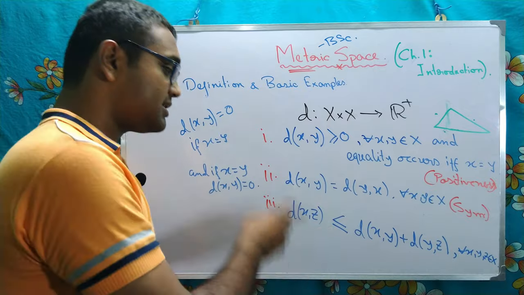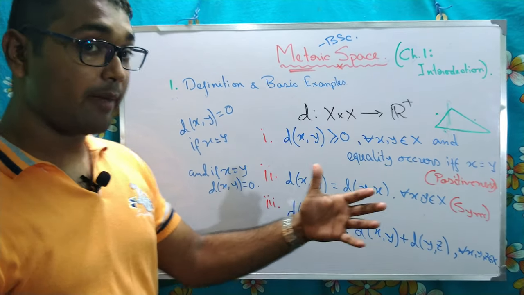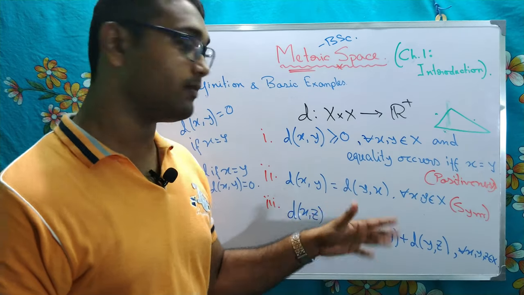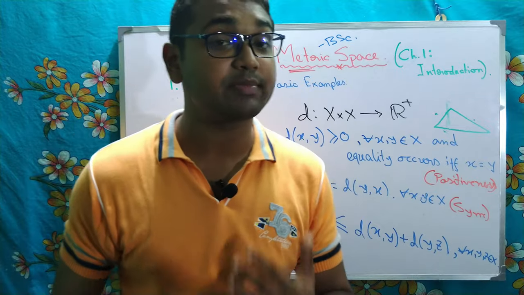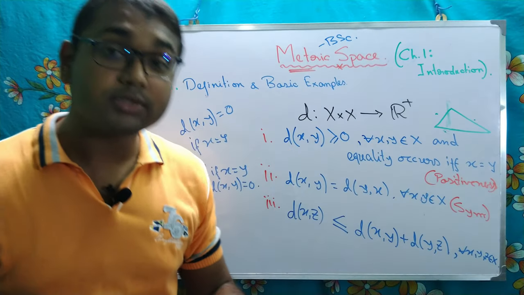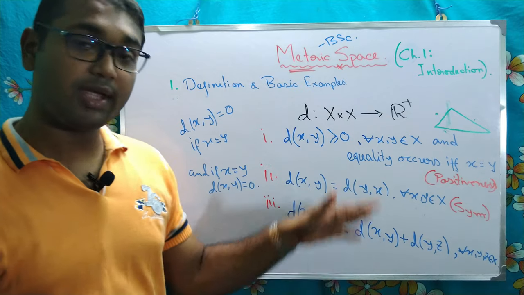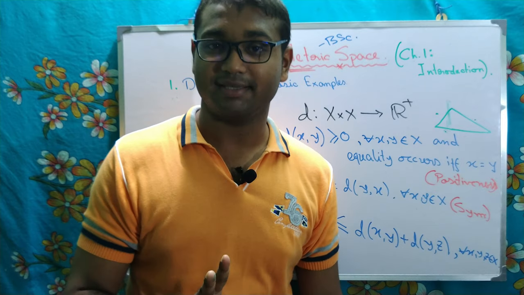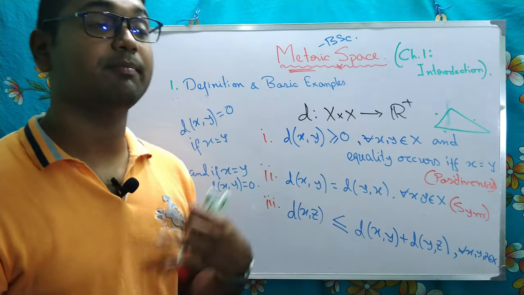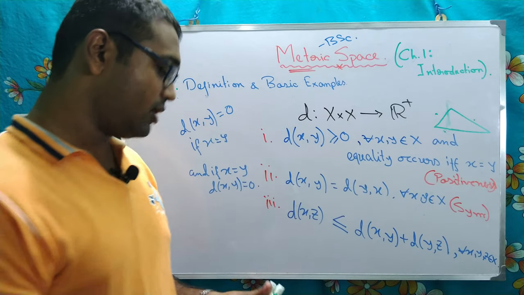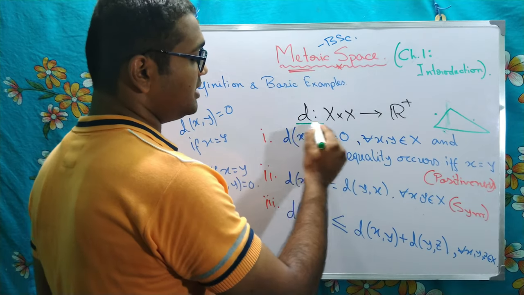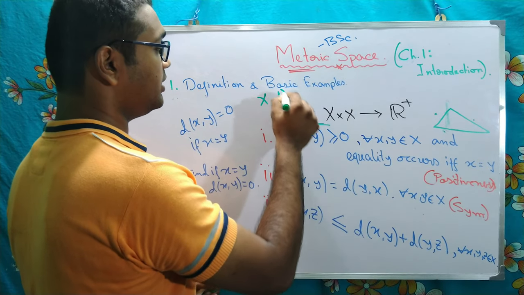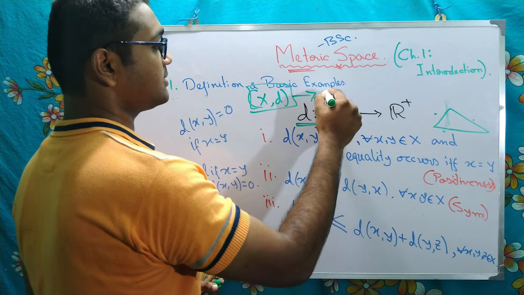Now, we are extending this concept. We are saying if any abstract set, or the points of the abstract set, follows these three axioms, then only I shall call that set a metric space, or in a better way, I will call this d a metric, and this pair X comma d will be known as a metric space.